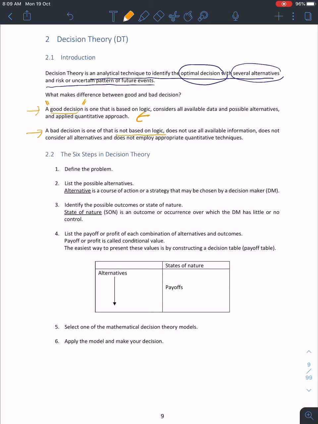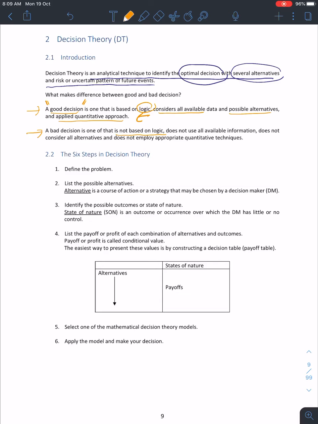Sebab kita nak kurangkan regret. At the end of the day, kita nak try to minimize the risk of regret. So that's why we have to make a decision based on logic. We have to consider all available data or factors and all possible alternatives or options and try to implement a quantitative approach. At the end of the day, we can justify the best decision based on analysis.